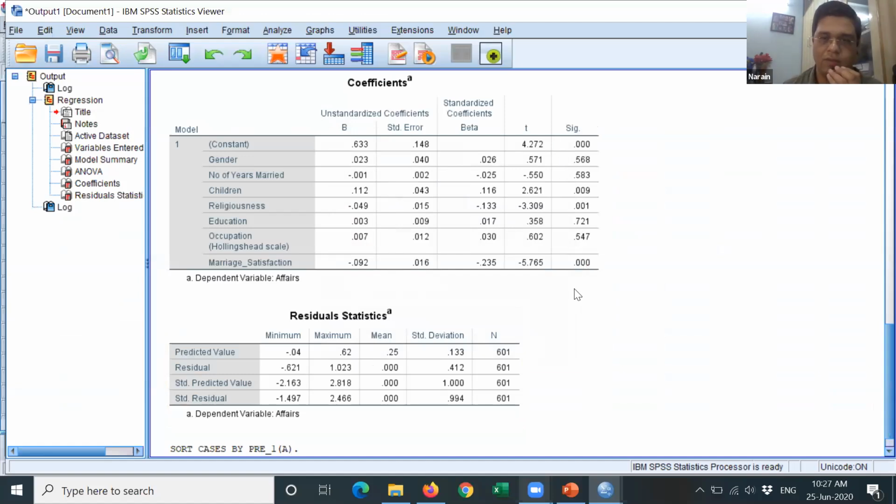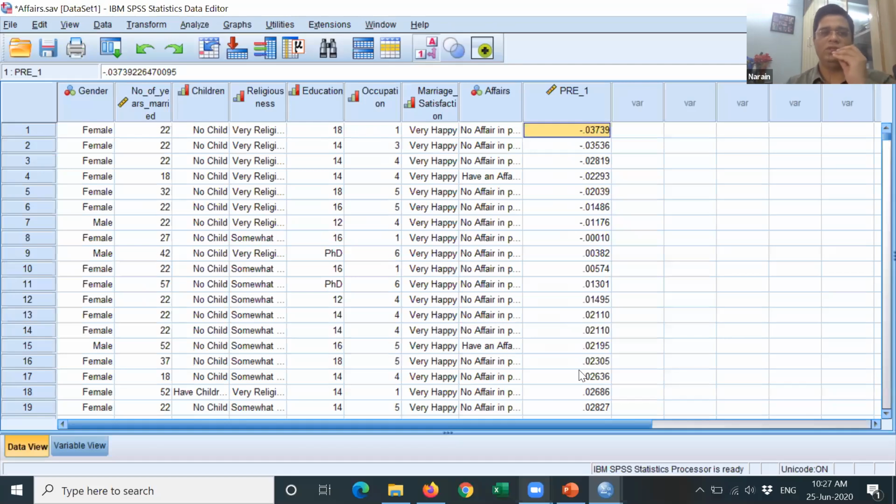Now we have all the predicted probabilities listed here. What is interesting is that my dependent variable, the probability of the person indulging in an extramarital affair or not, is negative for some cases, and from here onward they are all positive. By definition, a probability varies from 0 to 1. Either you have a 0% probability or a 100% probability. A probability cannot be negative, and it cannot be greater than 1.